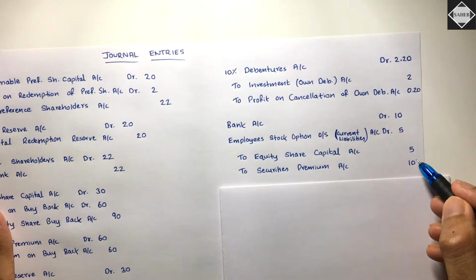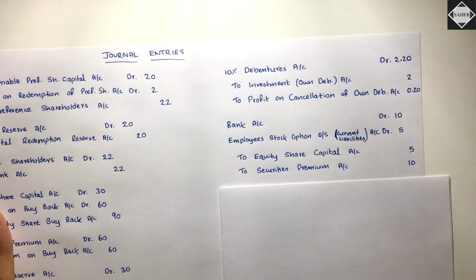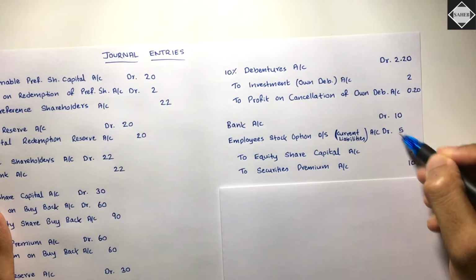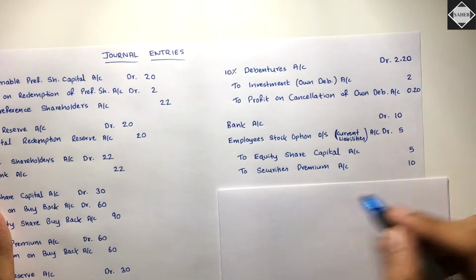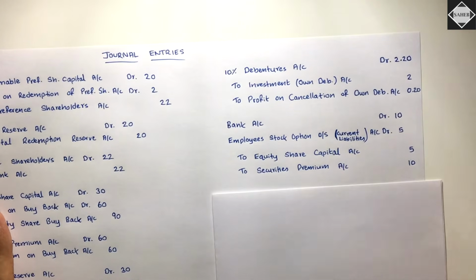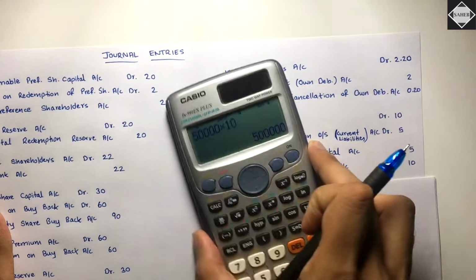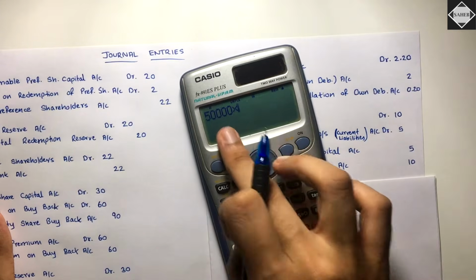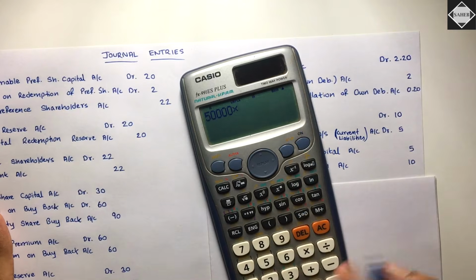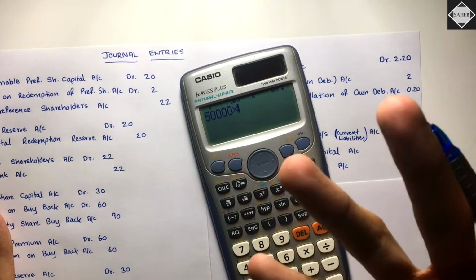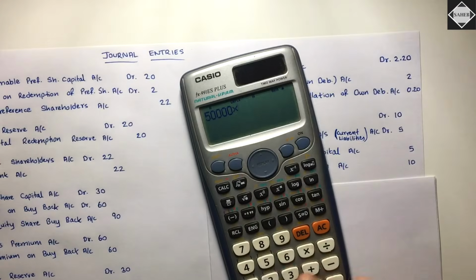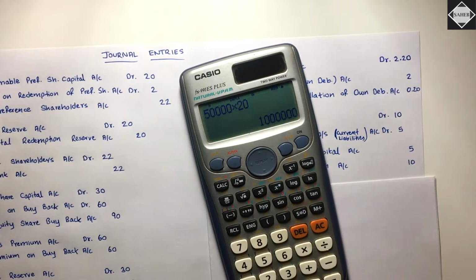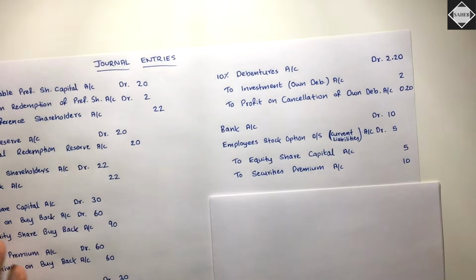And then whatever balancing figure will be there, that will go to securities premium. Here it's 15 lakhs debit, and there is a credit of only 5 lakh. The remaining 10 lakh will be securities premium. This is how you have to take it. Is it clear? Or you can calculate 50,000 shares into market price minus face value. Market price was 30, minus face value, that's equal to 20. So that's 10 lakhs. Clear? So this ESOP entry is also over.